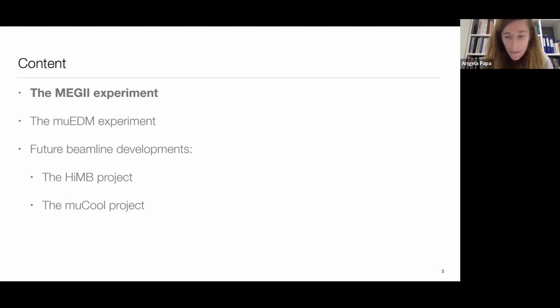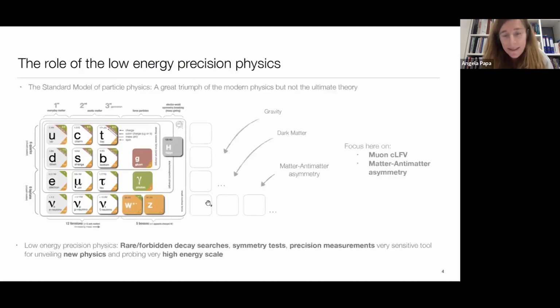So the first topic is MEGII. Although this topic was already discussed this morning, let me remind you that we are going to talk again about the importance of low energy precision physics at the intensity frontier as a very strong and sensitive tool to search for new physics. The specific topic is muon charged lepton flavor violation, and also the muon matter-antimatter asymmetry, which are basically a rare forbidden decay search in the first case and a symmetry test in the second one.